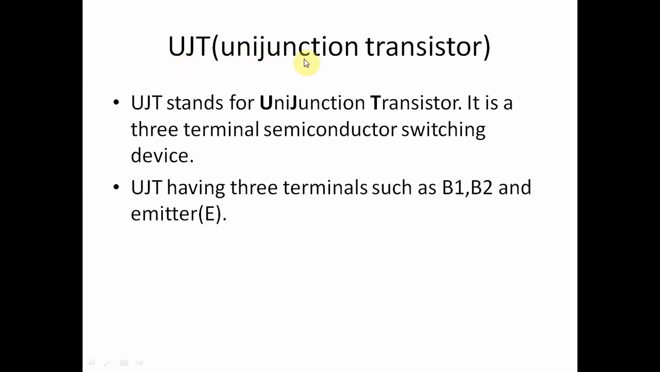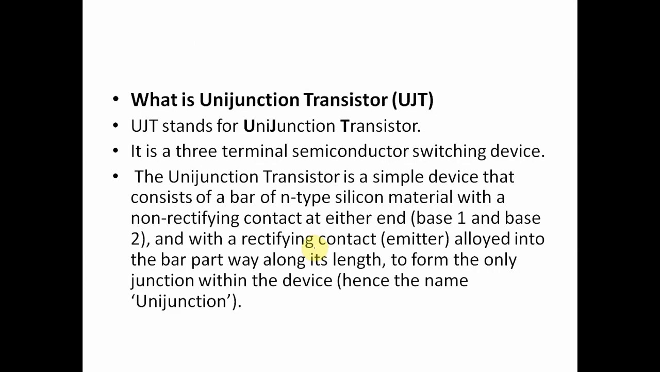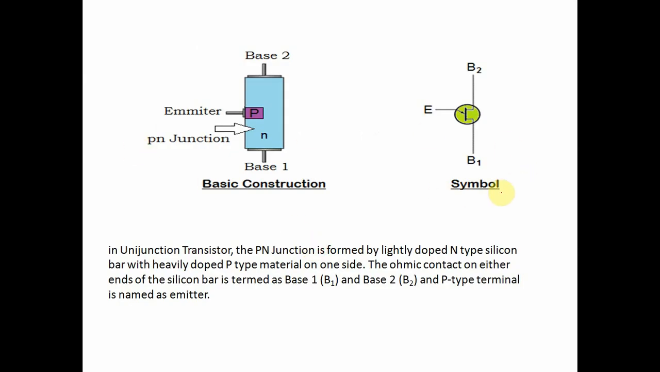First, we will study what is the meaning of UJT. UJT is nothing but unijunction transistor. UJT stands for unijunction transistors. It is a three-terminal semiconductor switching device. UJT has three terminals: base 1, base 2 and emitter. This is the symbol of UJT and this one is the basic construction of UJT. The symbol of UJT has three terminals: base 2, emitter and base 1.